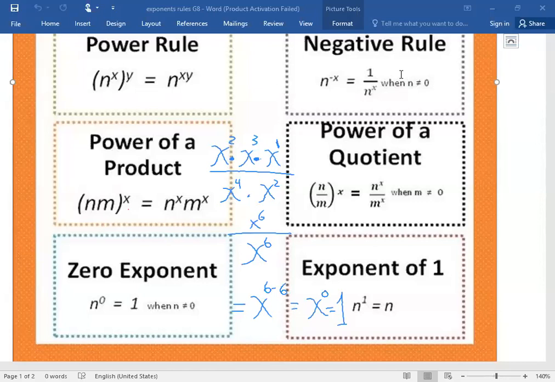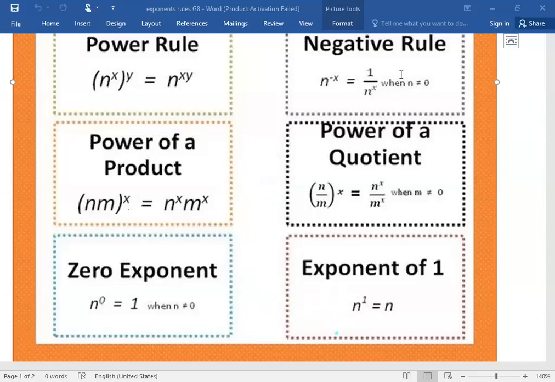If you want to write the answer from the beginning, x to the power of 6 over x to the power of 6, the answer will be equal to 1. Any questions so far about this? No, thank you. Did you understand the part about the exponents and the rules? Yes. Let's move to the second part.